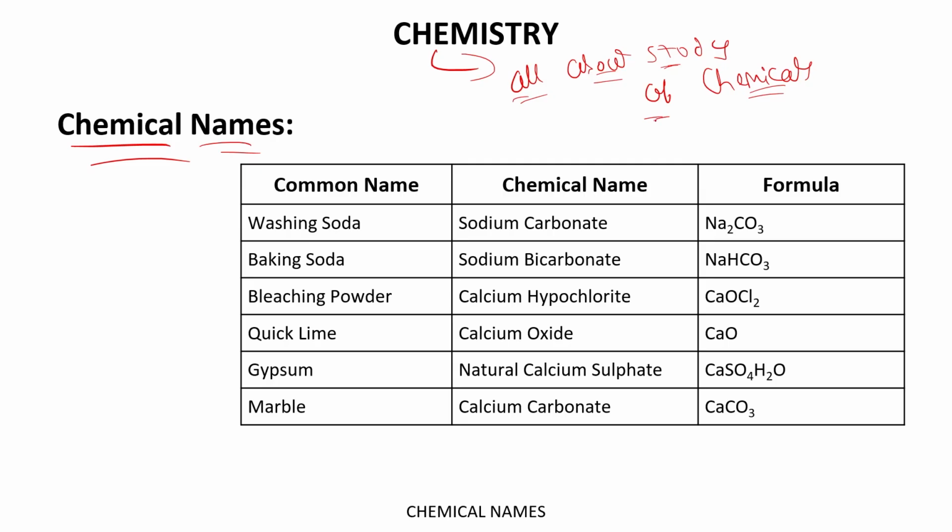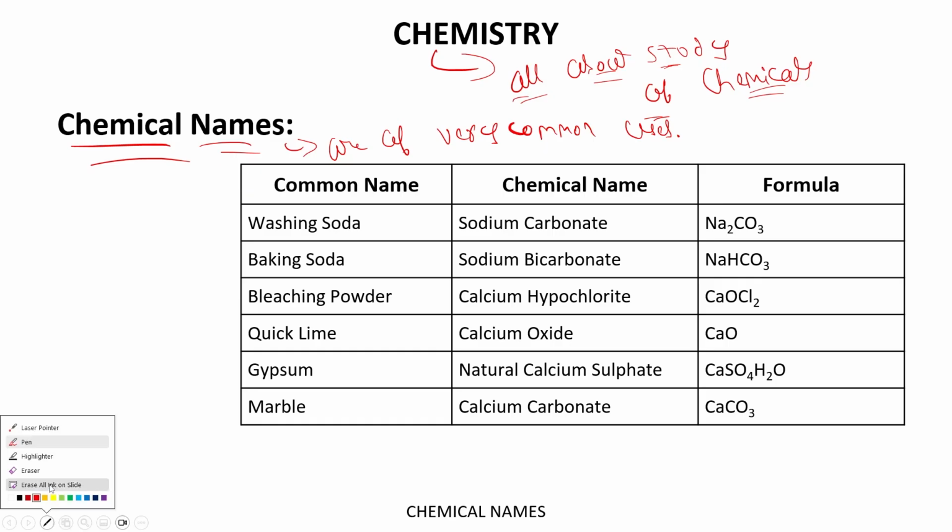Okay, so it is very, very important from the examination point of view that you must be aware of some chemical names which are of very common uses. The chemicals which are of very common uses, we must be aware of by their names. And if we are not, then it's a weak point for us from the examination point of view. So now we are going to talk about these chemical names.